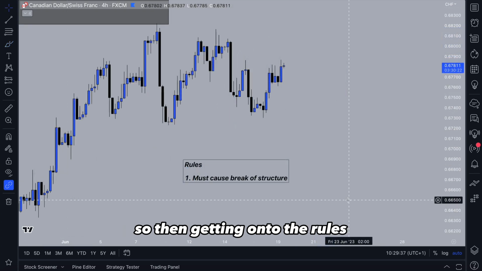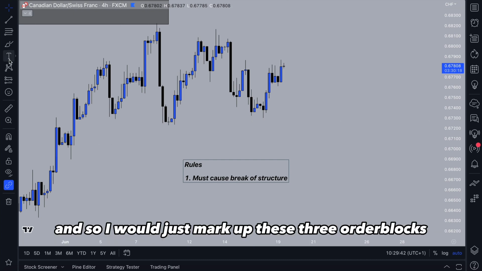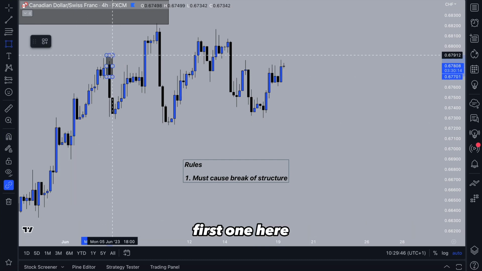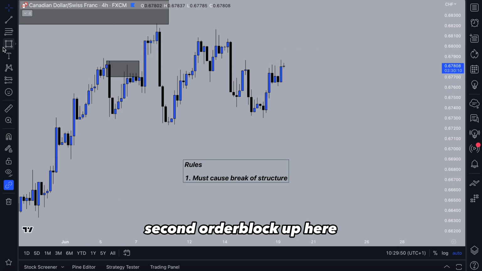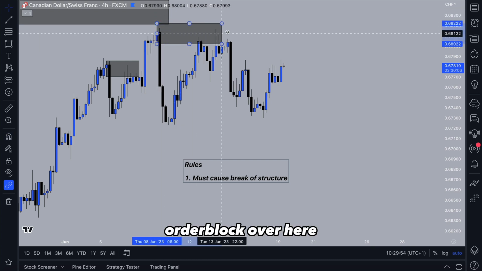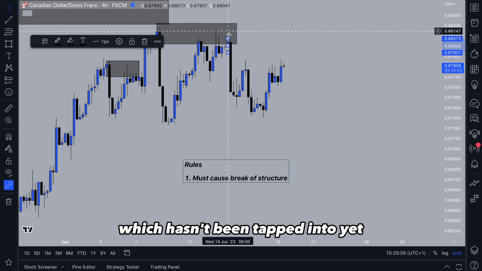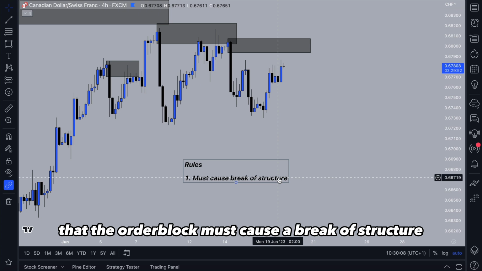So then getting on to the rules, the first rule is that the order block must cause a break of structure. And so I'll just mark up these three order blocks that I said I would talk about. First one here, see we get a reaction but not strong enough. Second order block up here, and then the third order block over here, which hasn't been tapped into yet. And I'll talk about that later. But the first rule being that the order block must cause a break of structure.